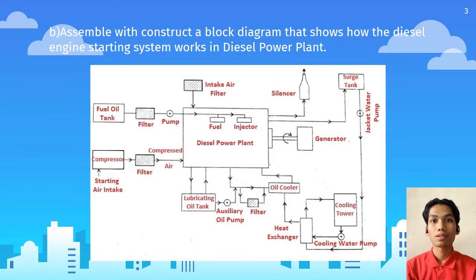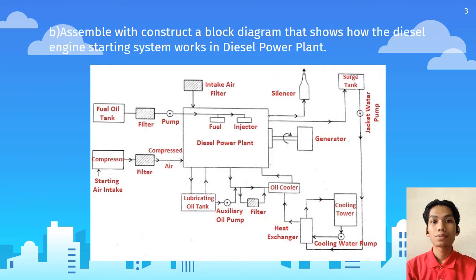We construct a block diagram that shows how the diesel engine starting system works in a diesel power plant. The diagrams below are the answer to our question. The compressor draws the air from the atmosphere and compresses it. The compressed air is supplied to the engine through the filter for starting, where it is compressed by a piston in a cylinder. The fuel is supplied from the tank through the filter to the fuel injectors. The fuel injectors inject the fuel into the cylinder and mix with compressed air.